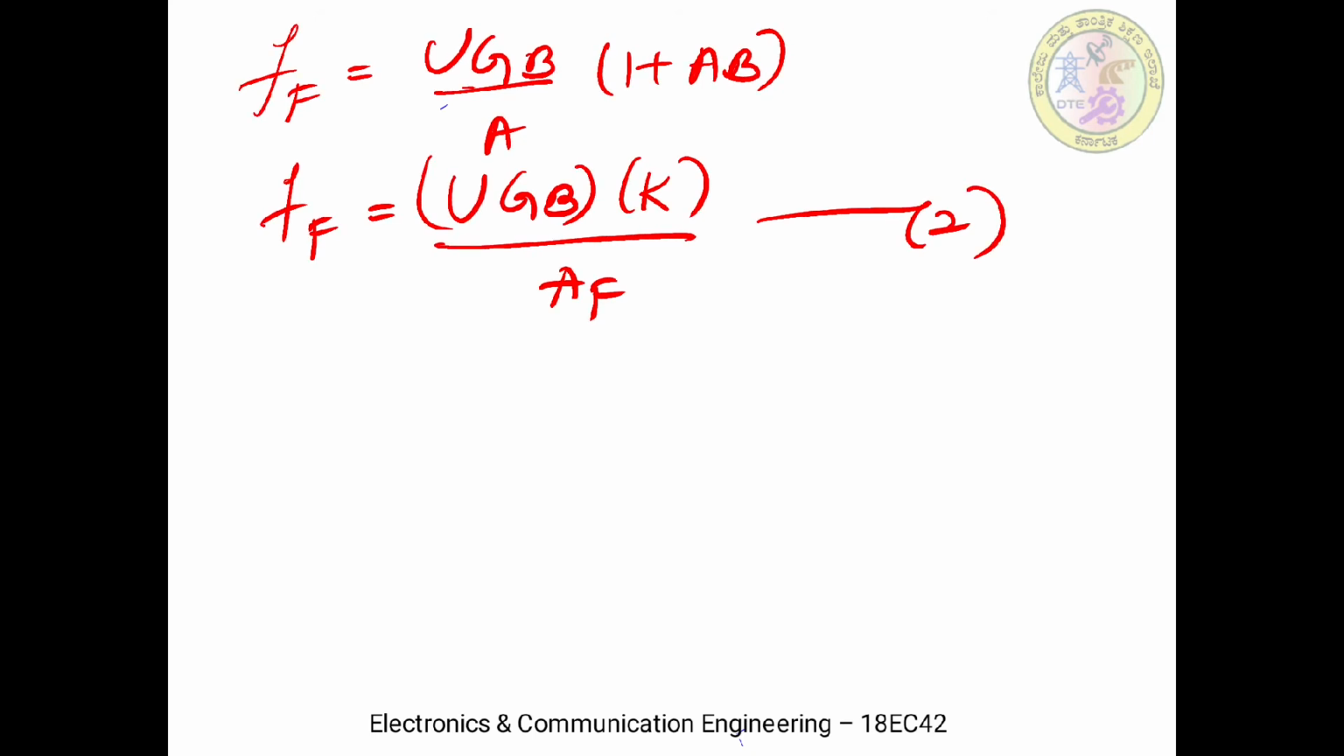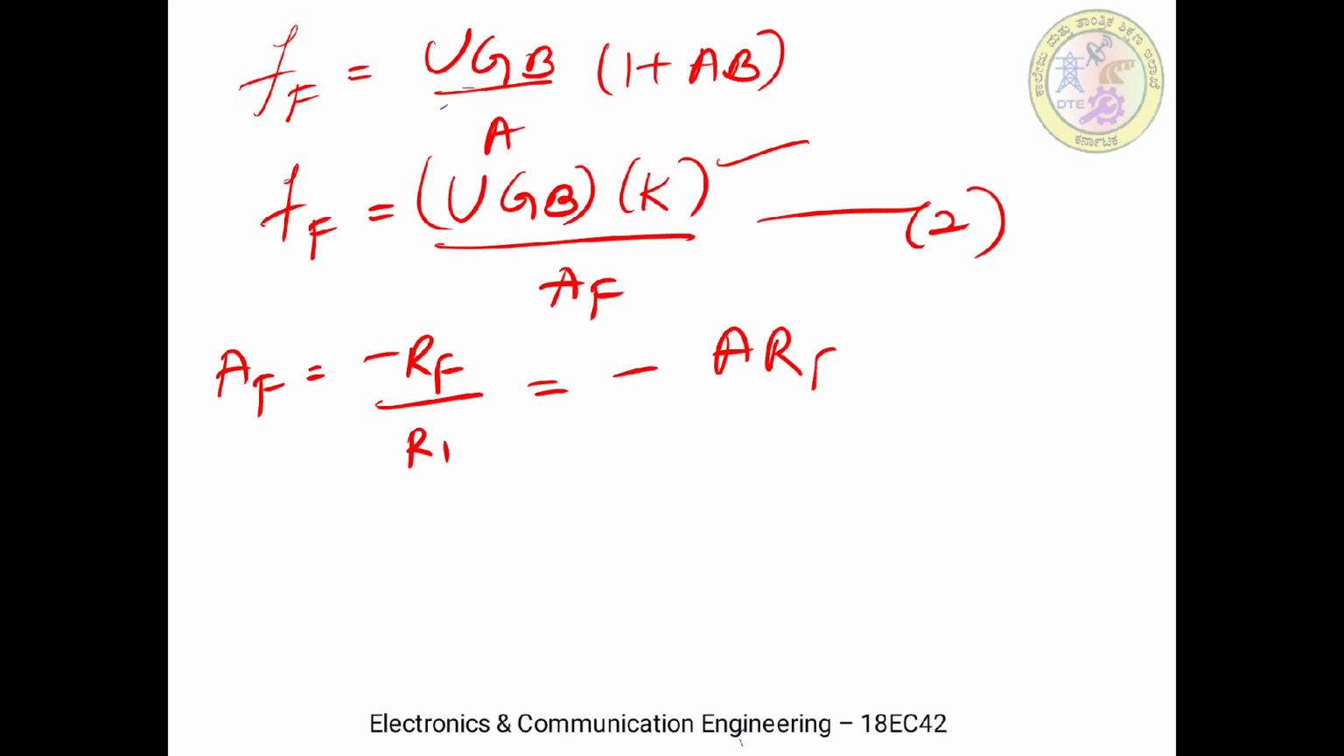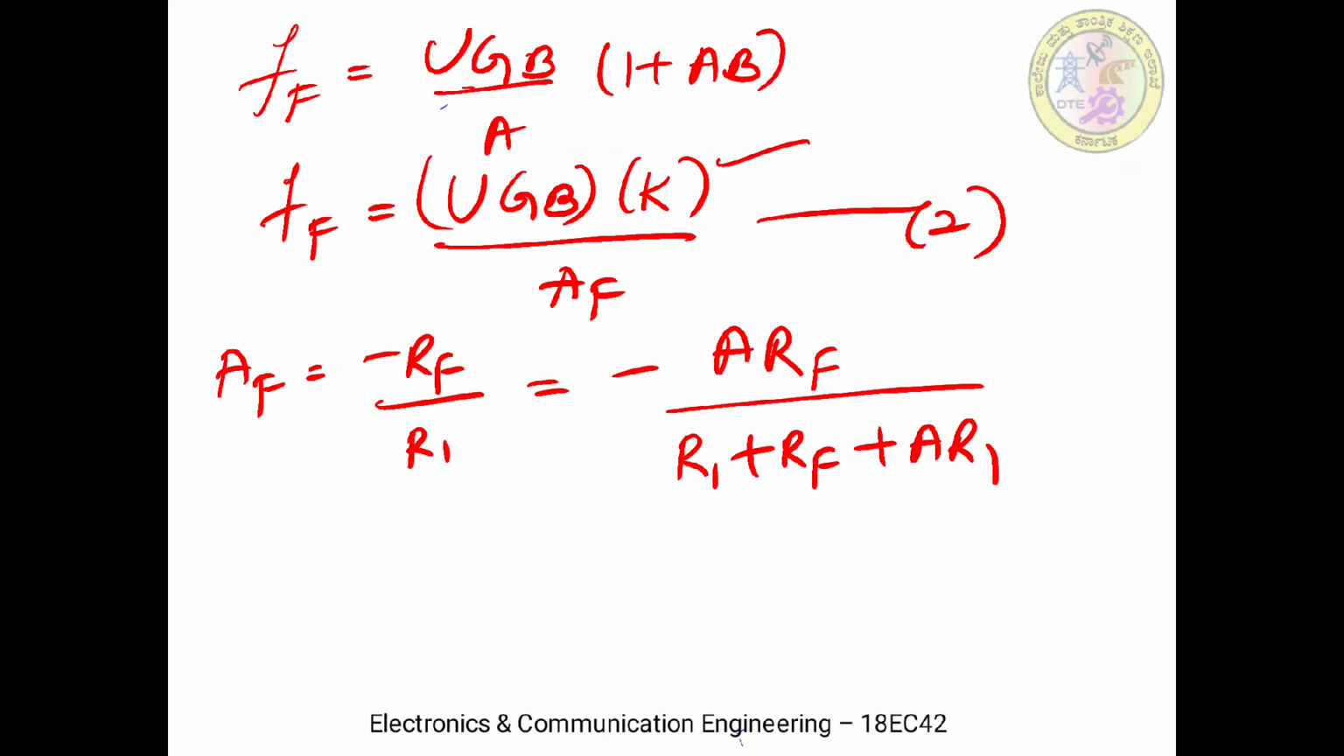Also alternatively, FF is written as UGB into K by AF. So what is this K term that is appearing in this equation? In case of inverting amplifier, we know that AF is given by minus RF by R1. But before writing this exact expression, we initially have AF as A into RF divided by R1 plus RF plus A into R1. Now in this equation we have considered that A into R1 is very much greater than R1 plus RF, so we get the reduced equation AF equal to minus RF by R1.